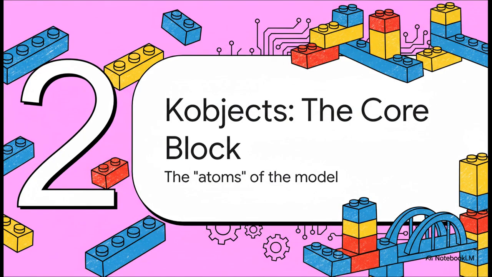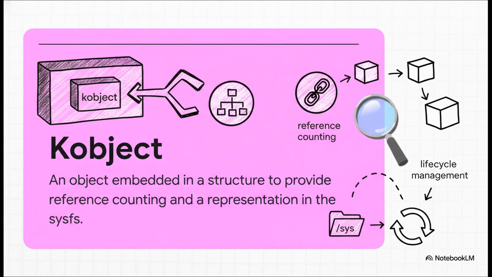So let's start with that most fundamental piece. Just think of a Kobject as a single Lego brick. I mean it. By itself, it's not much to look at, but it's the standard, reusable part that you absolutely need to build all the bigger, more complicated stuff. So a Kobject on its own doesn't do a whole lot. Its real magic, its superpower, comes when you embed it inside other data structures. The moment you do that, your structure gets two critical abilities for free.